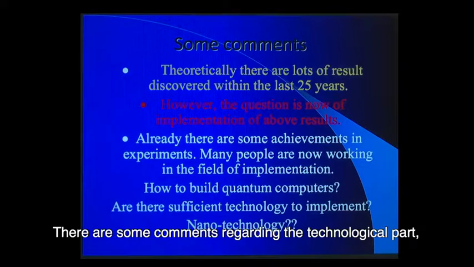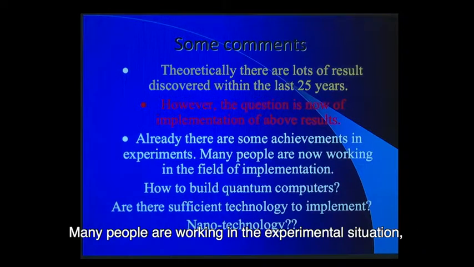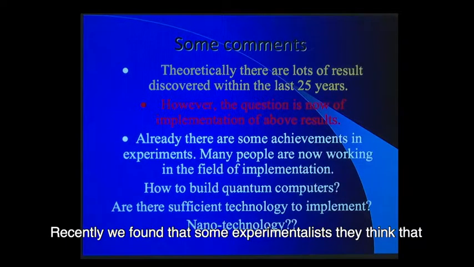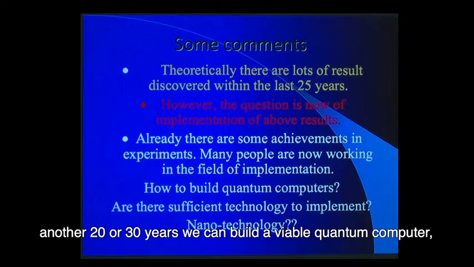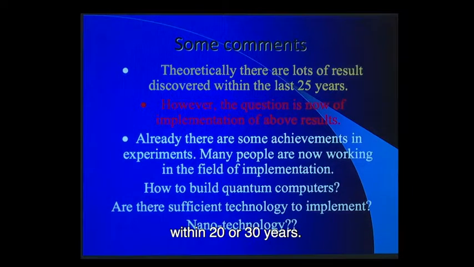There are some comments regarding the technological part, how to implement these things. Many people are working in the experimental situation, but what is the possible technology? Recently we found that some experimentalists think that in another 20 or 30 years we can build a viable quantum computer. So, we are again entering a new technological era within 20 or 30 years.